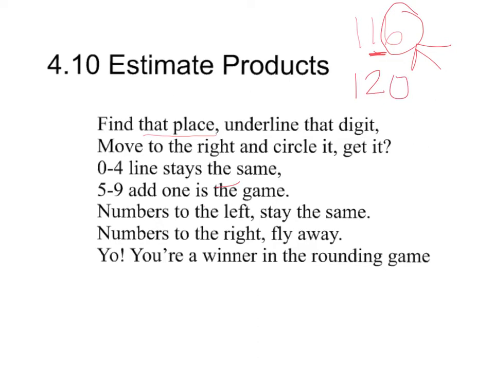Now it says numbers to the left stay the same. So my 1 in the hundreds place is going to stay the same. Numbers to the right fly away. So a circled 0 is going to take its place. So the answer would be 120. Now this is review. You should have done this. We did this in 4th grade.